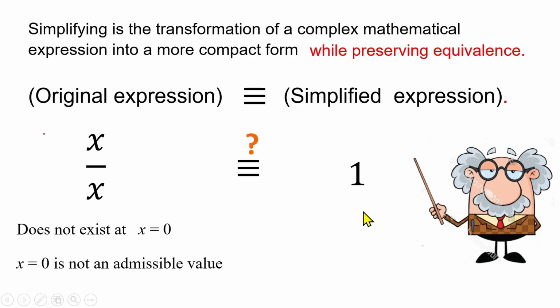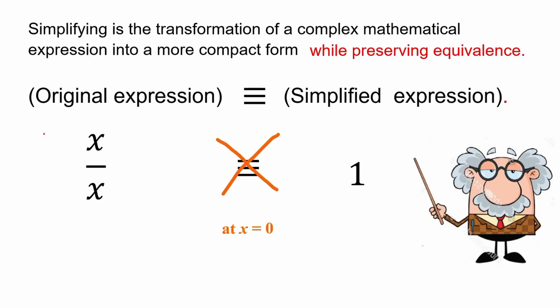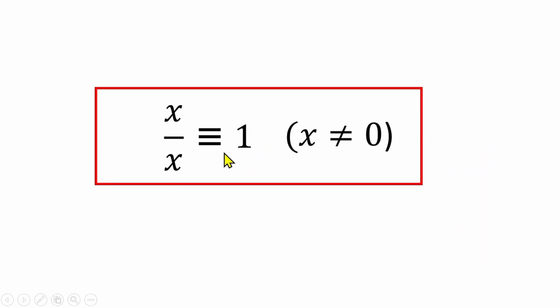The right-hand side exists at all x. It means that this point x equals 0 is an admissible value. For this reason, for x equals 0, we cannot write the equivalence sign here. So at x equals 0, this is incorrect. How to write the correct answer? It's very simple. We write that x over x is equivalent to 1 when x is not equal to 0. We can use here the sign of equality and consider this as a final answer.